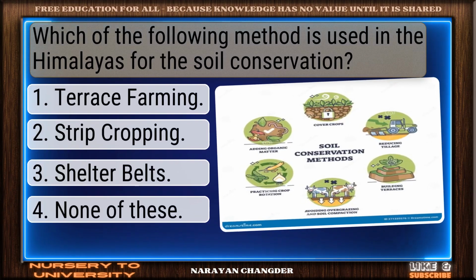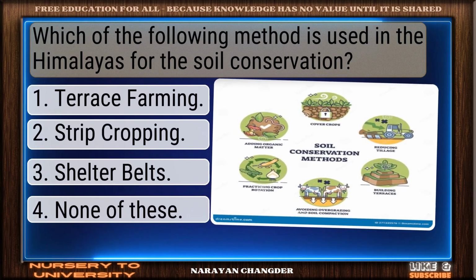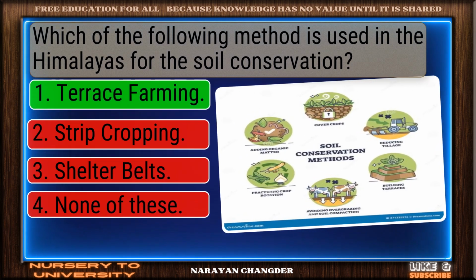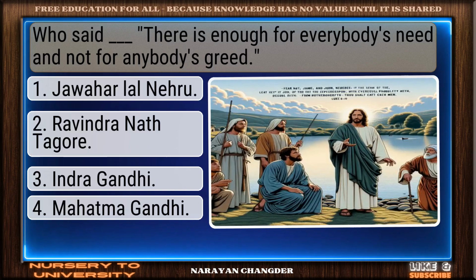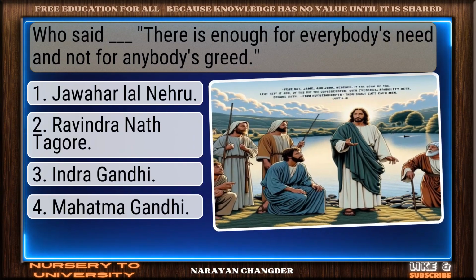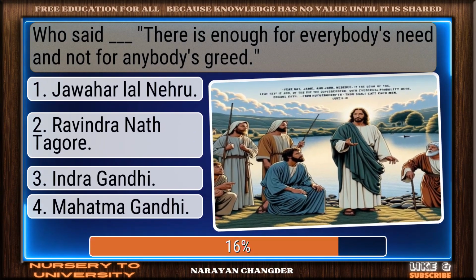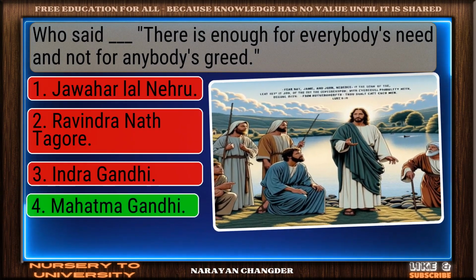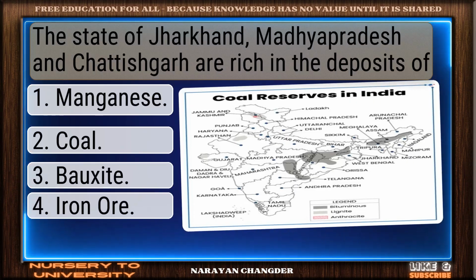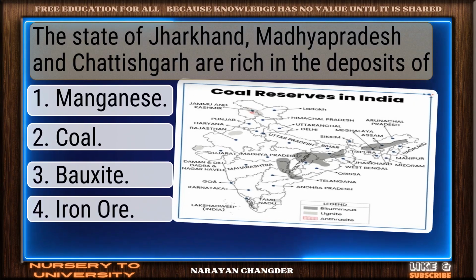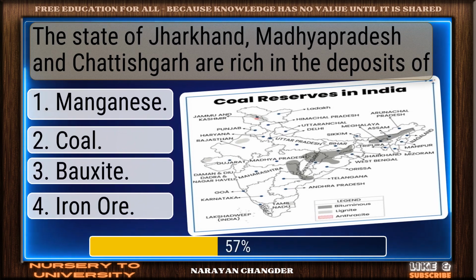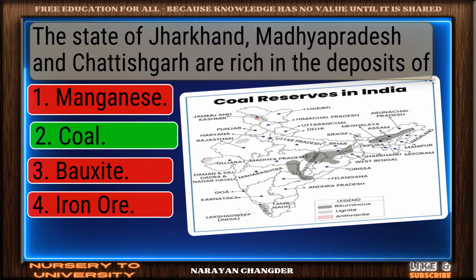Which of the following methods is used in the Himalayas for soil conservation? Right choice. Terrace farming is best. Who said dash? There is enough for everybody's need and not for anybody's greed. Smart move. Mahatma Gandhi is the accurate answer. The states of Jharkhand, Madhya Pradesh, and Chhattisgarh are rich in the deposits of. Smart pick. Coal is correct.